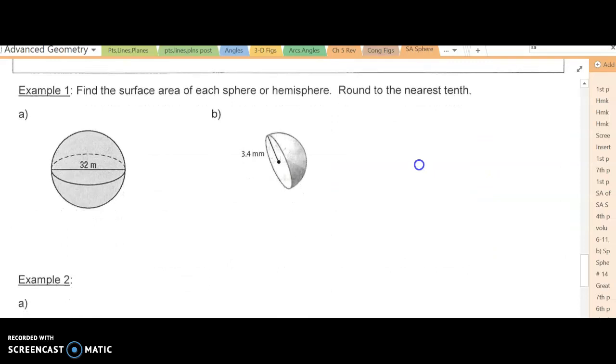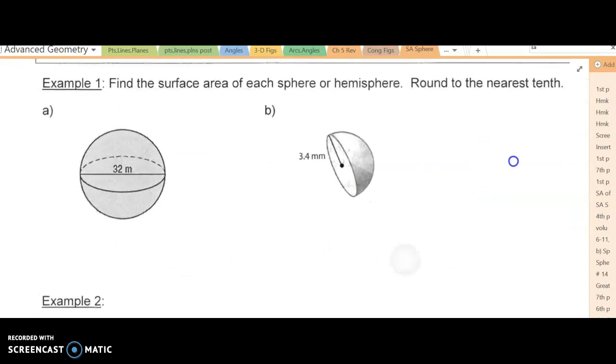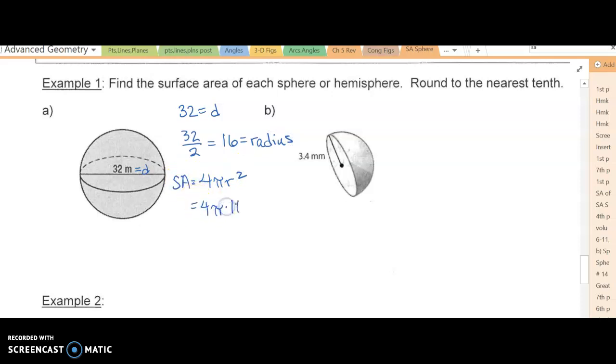Okay, so here we go. Find the surface of each sphere or hemisphere, round to the nearest tenth. So when they draw the line all the way across like that, they mean that to be the diameter. So if our diameter is 32, then our radius is half that. So 32 divided by 2 would be what? 16 for the radius. And then our formula, 4 pi r squared, surface area equals, so we're talking about 4 pi times 16 squared.